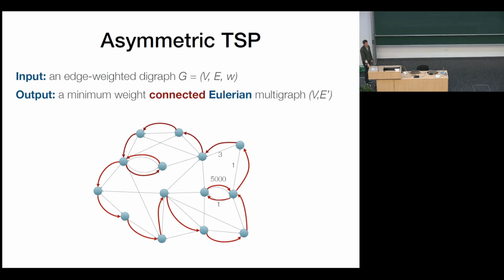So in graph theory, a tour would be a subset of the edges that is connected and Eulerian, Eulerian meaning that the in degree should equal the out degree. That's my goal. Given a directed graph with edge weights, find a connected subset of edges so that the in degree equals the out degree of every vertex.